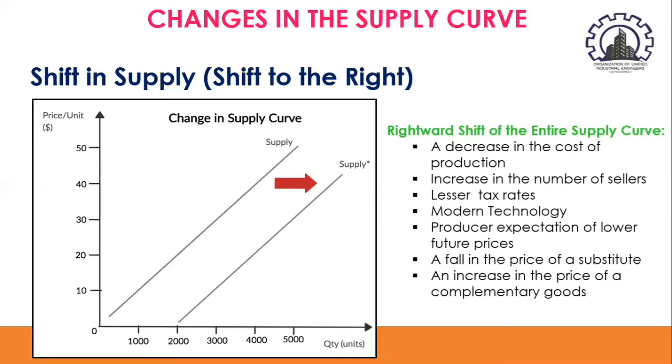And also, your supply curve will shift to the right if there is a fall in the price of a substitute product, and if there is an increase in the price of complementary goods as well.